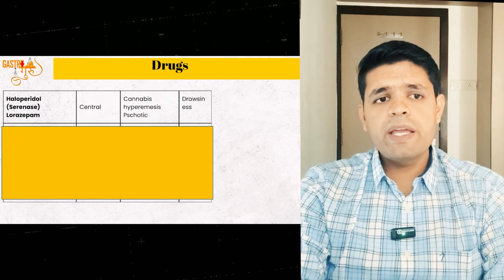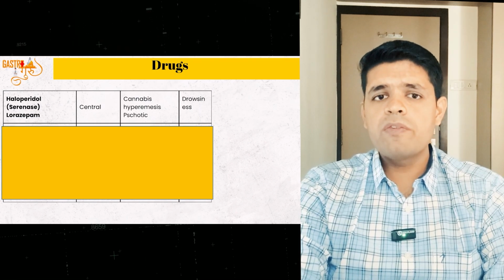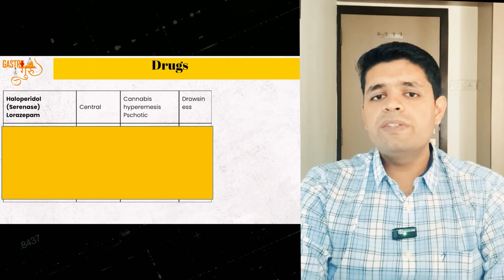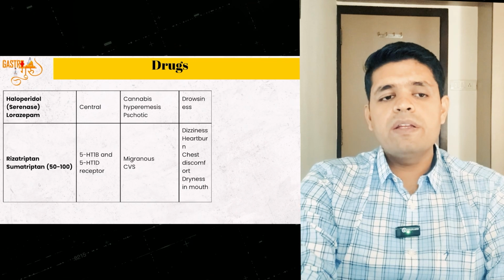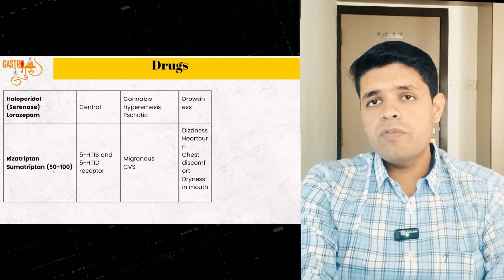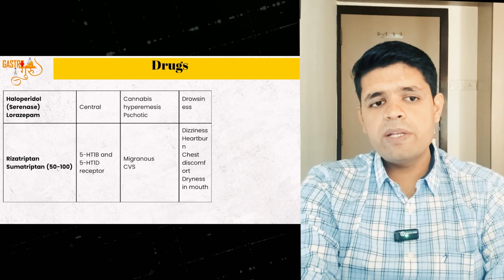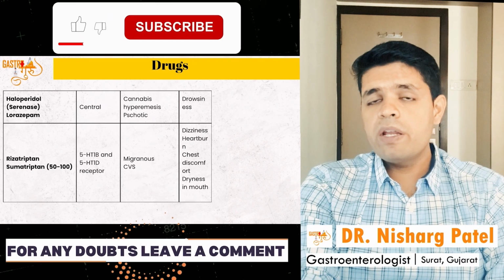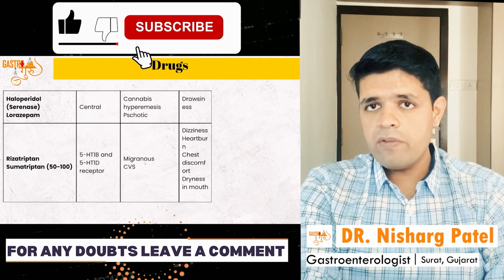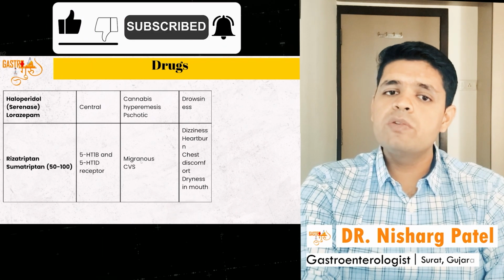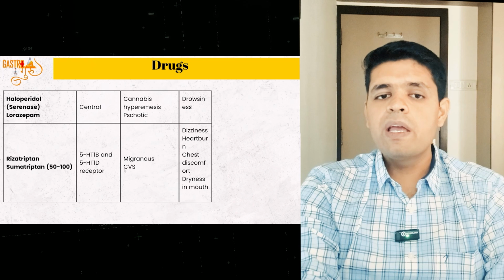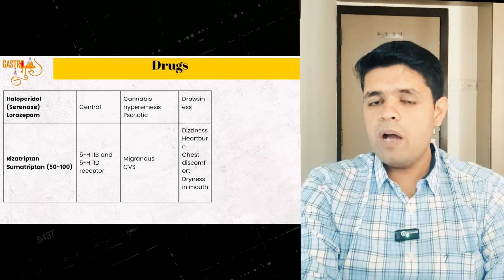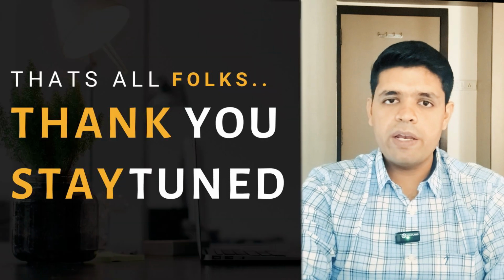Centrally acting drugs like haloperidol and lorazepam are important for cannabis hyperemesis syndrome or patients with psychotic vomiting. The main side effect is drowsiness. And rizatriptan or sumatriptan, in the dose of rizatriptan around 10 milligrams and sumatriptan 50 to 100 milligrams, act on 5-HT1B and 1D receptors. So they are helpful to abort vomiting episodes in migrainous patients, status migrainosus, as well as cyclical vomiting syndrome. The main side effects are heartburn and chest discomfort with dryness of mouth.